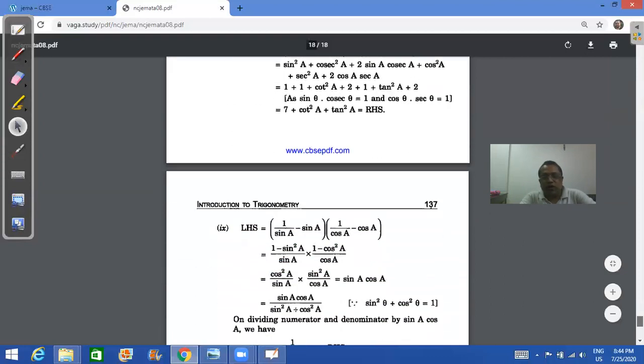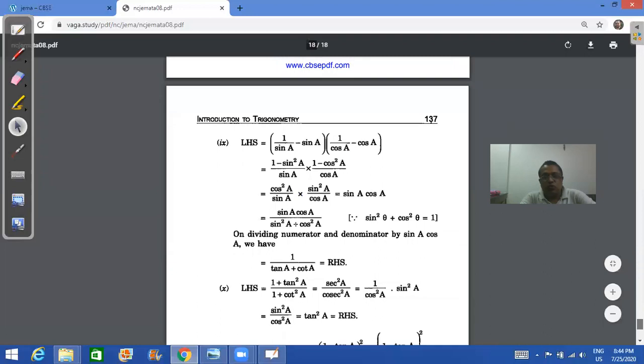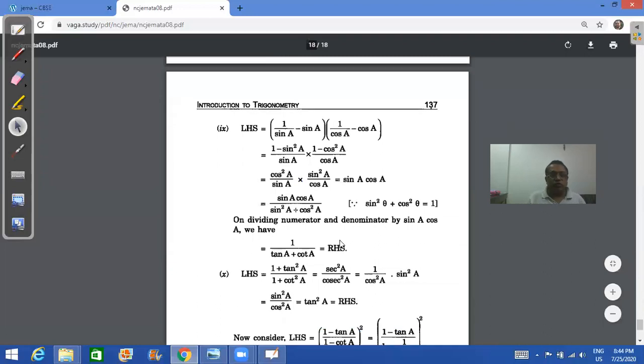So finally we are going to the last 2 parts. Let me first explain to you the 9th part. So simple one again: (cosec A minus sin A) into (sec A minus cos A) has to be proved equal to 1 upon (tan A plus cot A). So if you look at the LHS, LHS is cosec A minus sin A.